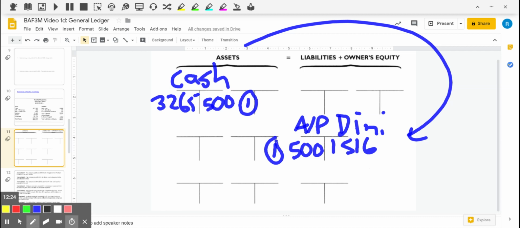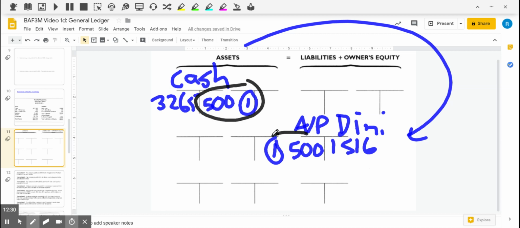We just recorded a transaction over here. Now, do debits equal credits? Yes, because we credited one account, cash, for 500 and we debited another, accounts payable, for 500. So debits equal credits. That's a good way to check to make sure you did the transaction correctly.